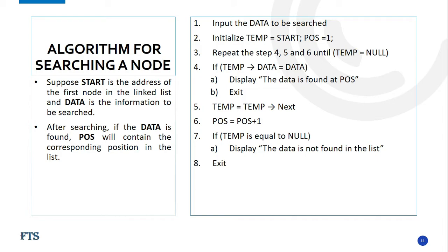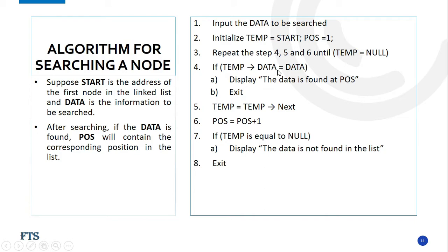Algorithm for searching a node. Suppose start is a pointer which stores the address of the first node in the linked list, and data has the information to be searched. After searching, if the data is found, pos will contain the corresponding position in the list. Input data to be searched. Initialize temp to be equal to start, the first node, and pos equal to 1. Repeat steps 4, 5, and 6 until temp is equal to null.